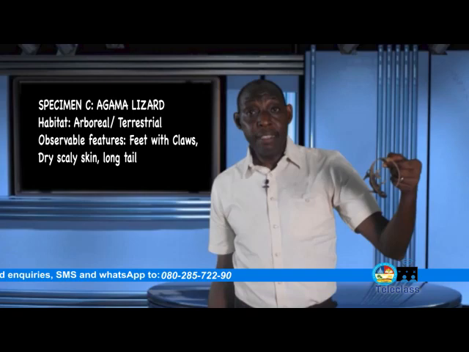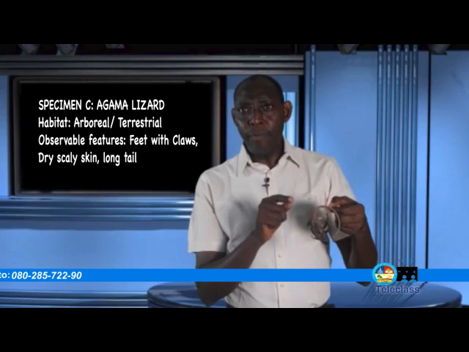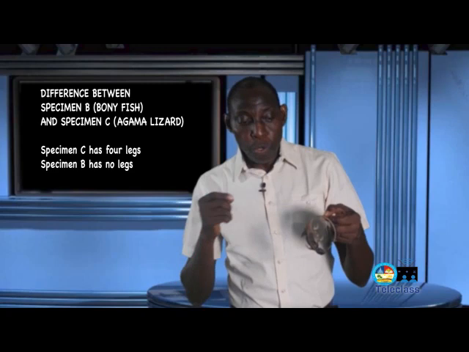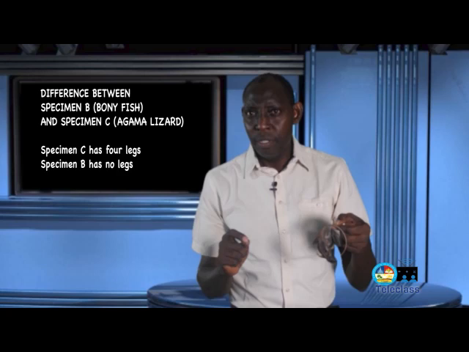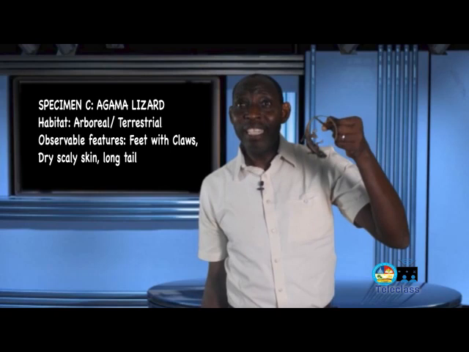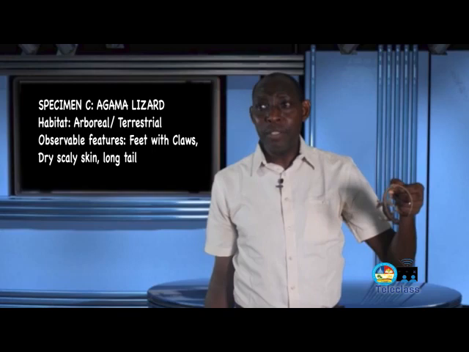Now, what if you are asked to state the differences between specimen C, which is a lizard, and specimen B, which is a bony fish? What are their differences? This has four legs. That doesn't have any legs. So that's the way you have to make use of your power of observation. What's the habitat for this? Arboreal or terrestrial? So you need to know the habitat. You need to know its life cycle. You need to know what it eats. You need to know what eats it. These are different kinds of questions you will need to do about that.